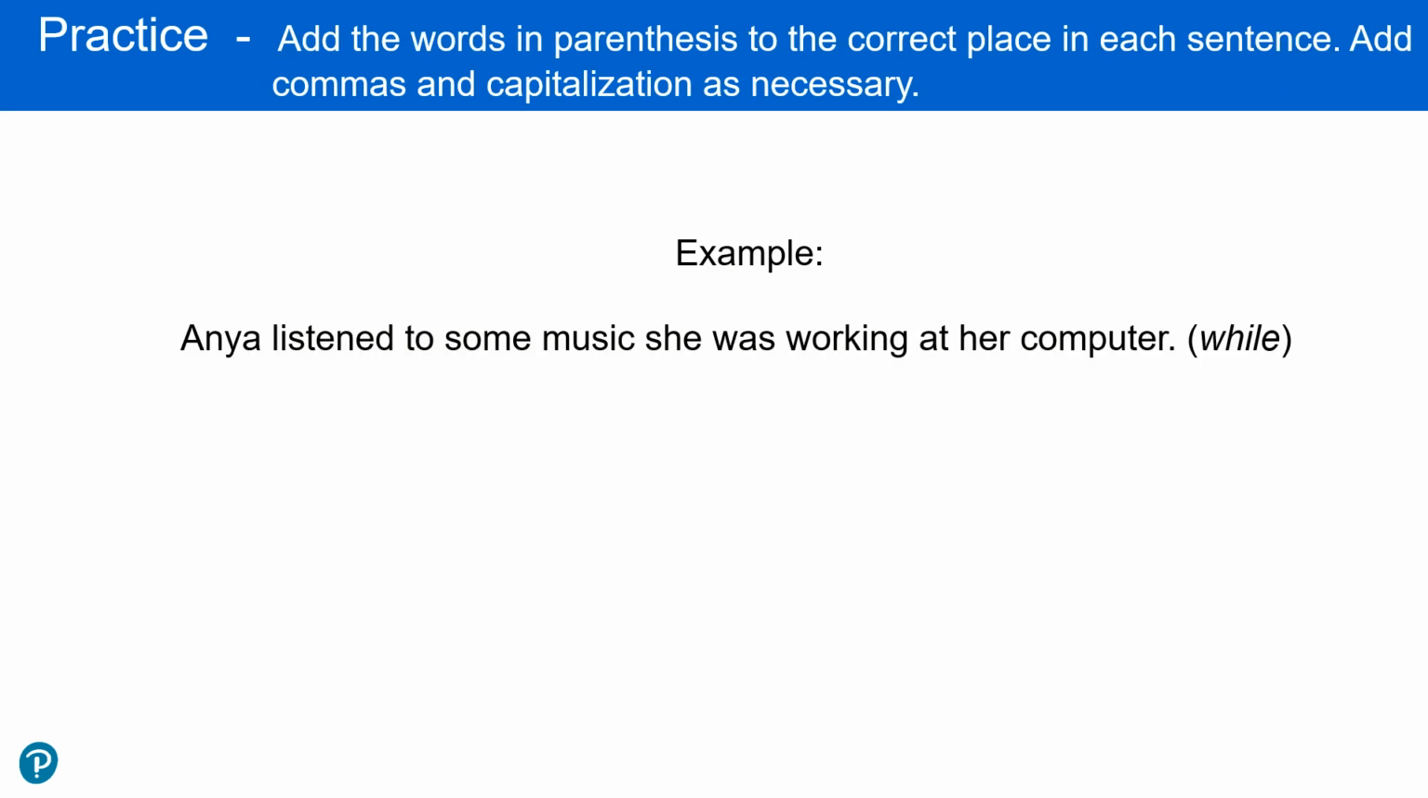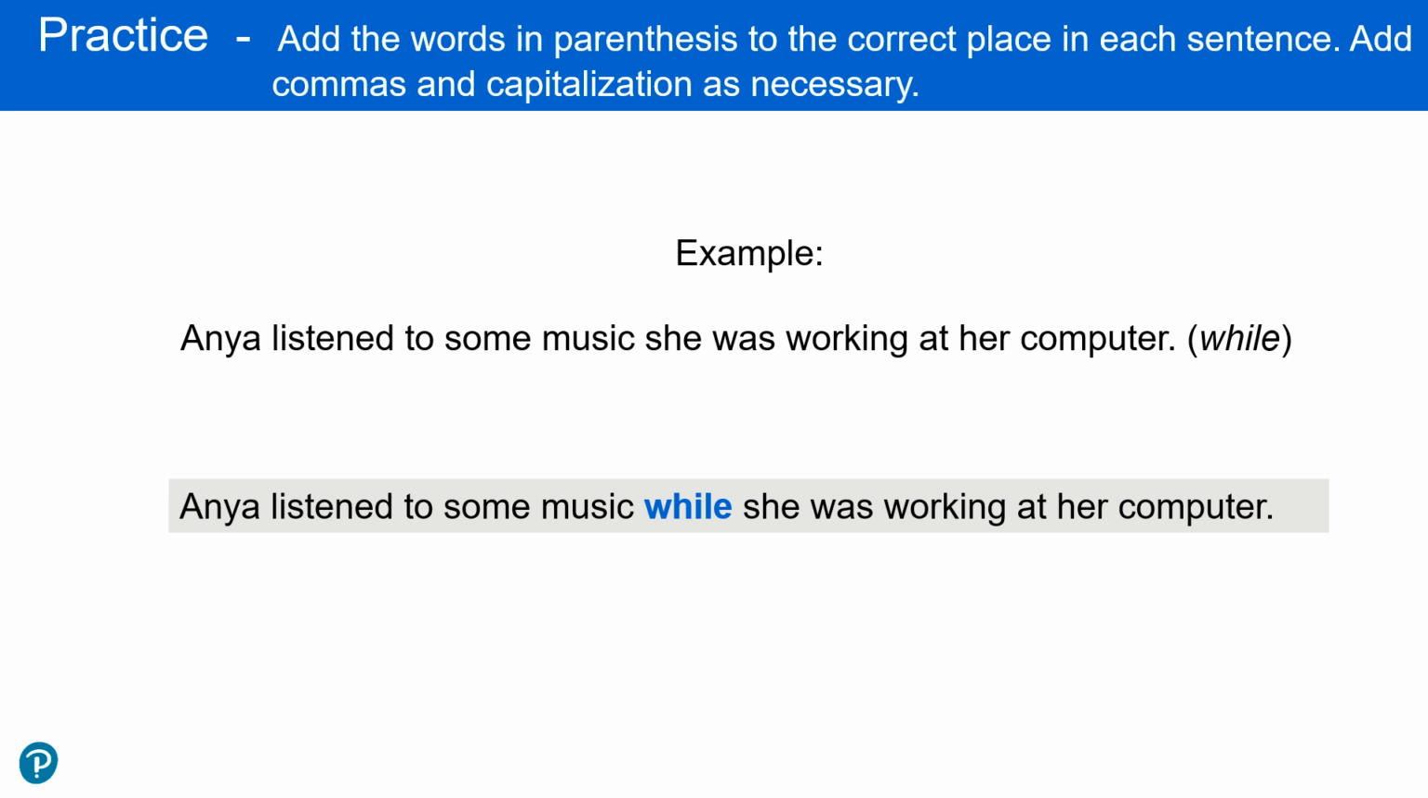The next practice works a little differently. Add the words in parentheses to the correct place in each sentence. Make sure you add commas and capitalization as necessary. So, for example, Anya listened to some music. She was working at her computer. We want to add the adverb while to this sentence. So the answer would be Anya listened to some music while she was working at her computer. These two items happened at the same time.